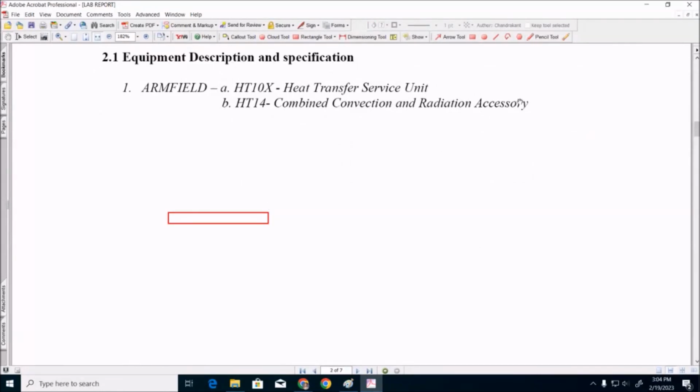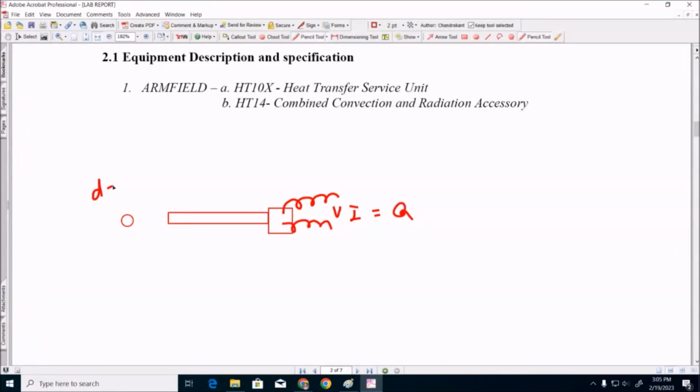The equipment consists of a horizontal cylinder. This is a horizontal cylinder, and at one end of the cylinder there is an electric heater. This horizontal cylinder is heated by this electrical coil through which voltage and current flow, so I can find out the amount of heat flow. So this cylinder will become hot. If you see from the side, it will look like a circle, whose diameter D is given to you as D equal to 0.01 meter, and the length of the cylinder is 0.07 meter.